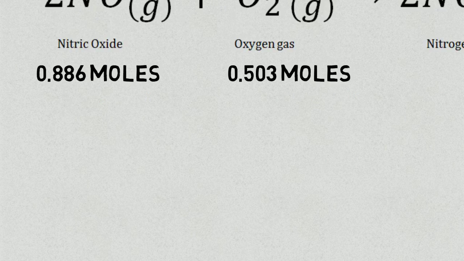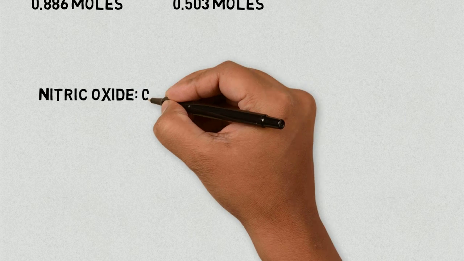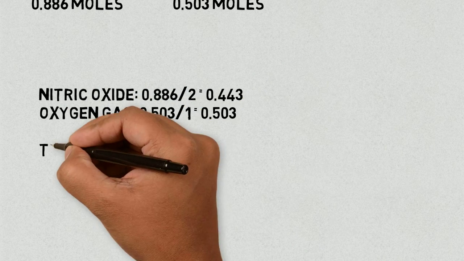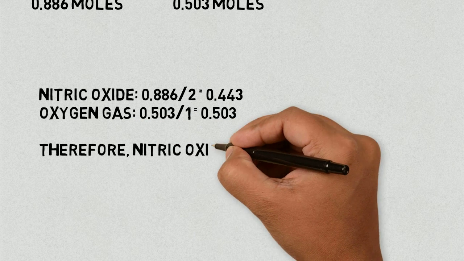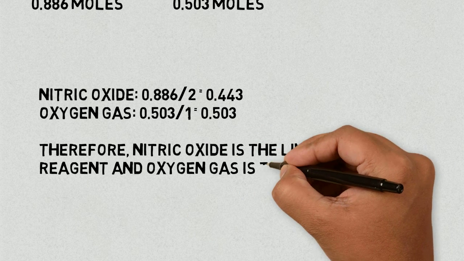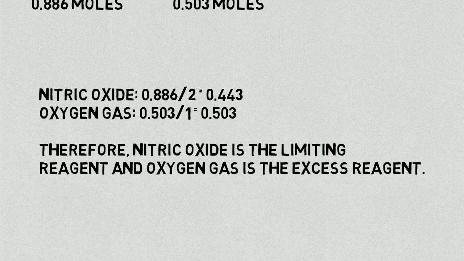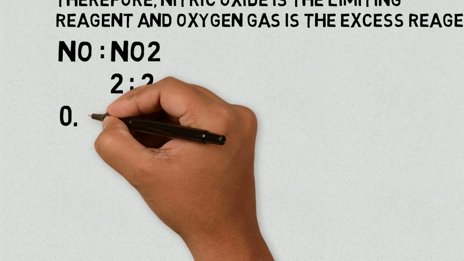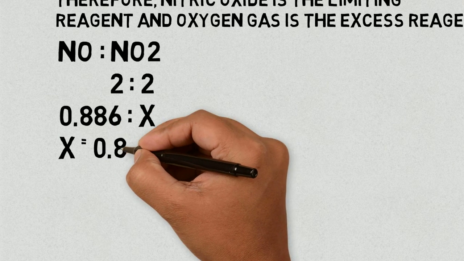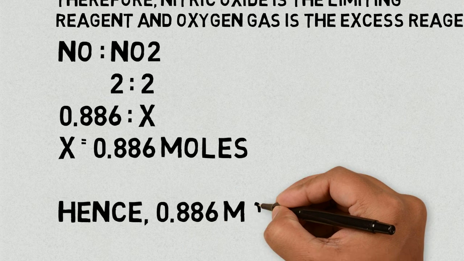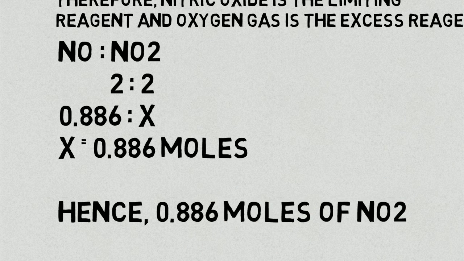Next, since we're given the moles of each of the reactants, we have to divide the number of moles of each by their coefficients, which would give us 0.443 moles of nitric oxide and 0.503 moles of oxygen gas. This means that nitric oxide is the limiting reagent and oxygen gas is the excess. Since nitric oxide is the limiting reagent, we have to do a multiple ratio with nitric oxide and nitrogen dioxide, which means that 0.886 moles of nitrogen dioxide will be produced.